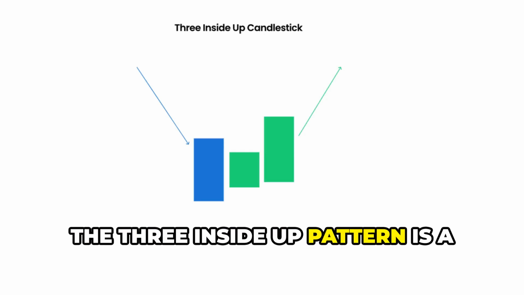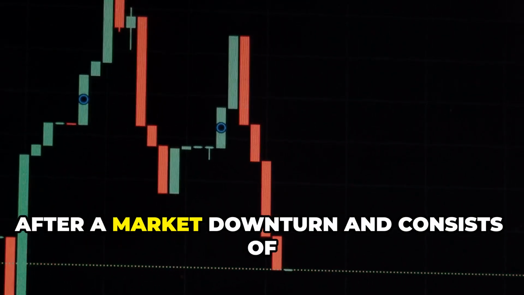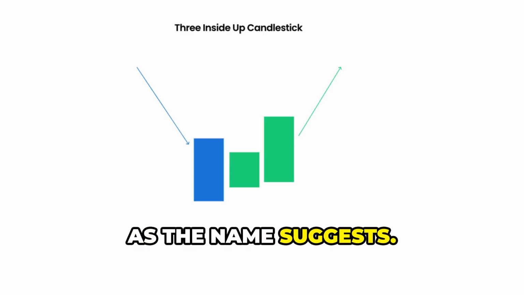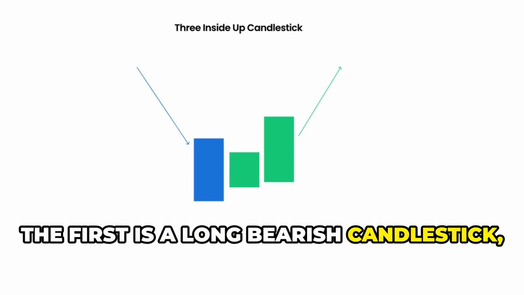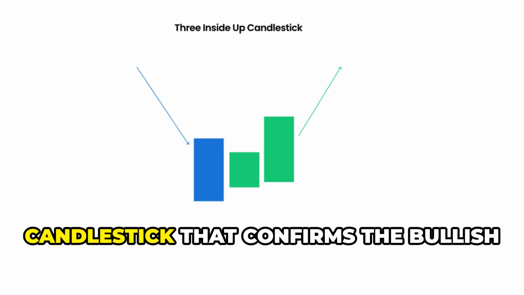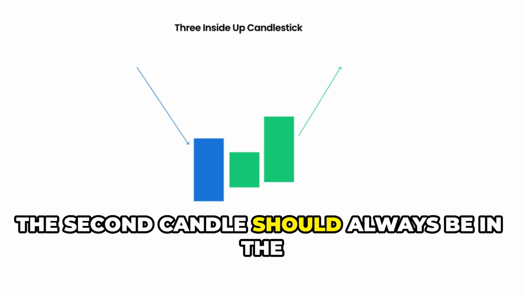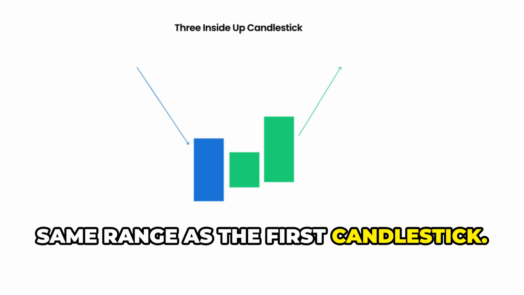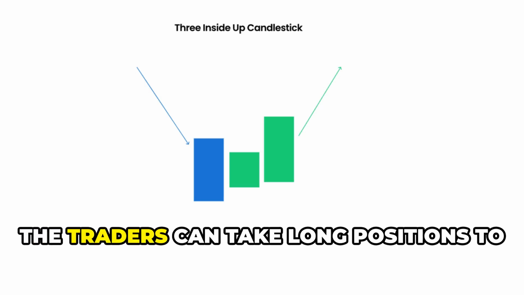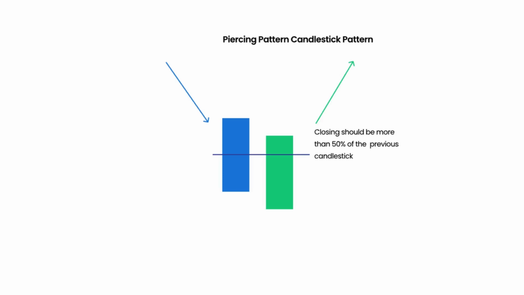The 3 inside-up pattern is a multiple candlestick pattern formed right after a market downturn and consists of 3 candlesticks, as the name suggests. The first is a long bearish candlestick, the second is a small bearish one, and the third is a long bullish candlestick that confirms the bullish trend reversal. The second candle should always be in the same range as the first candlestick. As soon as the candlestick pattern completes, the traders can take long positions to make successful stock trades.